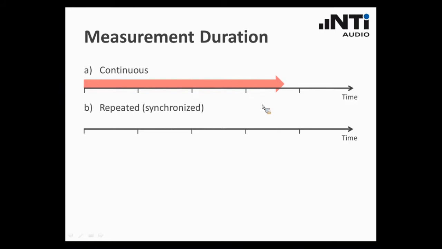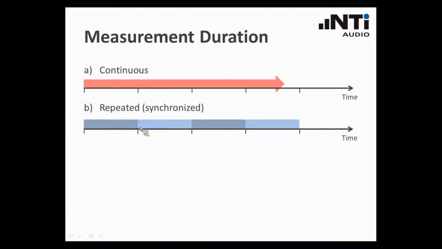The second way is what we call the repeated or repeated synchronized mode. Here we manually start the measurement, but now it's not a continuous recording; the measurement is executed in blocks. We start with the first block, for instance, 1 hour or half an hour, depending on your settings. After this time period, the measurement saves all the data and restarts the next measurement period, and the third and the fourth, and so on. So the measurement duration is divided into slices of a predefined duration. These are the repeated blocks.